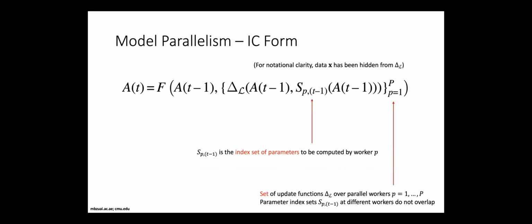So now let's go to something a bit more complicated. Next slide, model parallelism. The iterative convergent form of model parallelism is again A of t equals F of something with delta. What that something is, is that now delta is not a simple summation, but a set of deltas that are all going to be taken as a tuple input into F, right? Basically, every delta intuitively corresponds to whatever part of the model a particular worker has been assigned to compute, still indexed from P equals 1 to capital P, and then every worker here has a disjoint set of parameters.